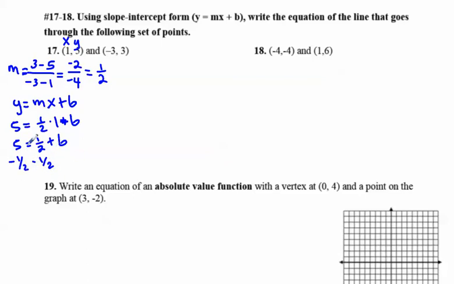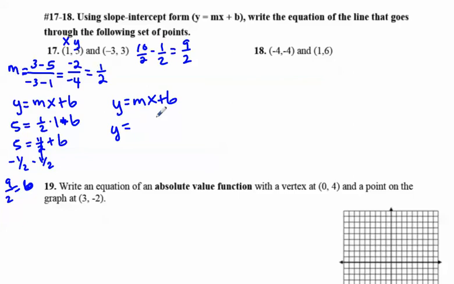Okay, so 5 minus 1/2 is 4.5, but if we want to have that as an improper fraction, I can change my 5 to be 10 over 2, so I have a common denominator. So I'm thinking 10 over 2 minus 1/2 equals 9/2, and that's going to be my b value. So these cancel out, and I get 9/2 equals b. So then if I'm writing y equals mx plus b again, now I know my m, I found it with the slope formula, is 1/2, and my b is 9/2.